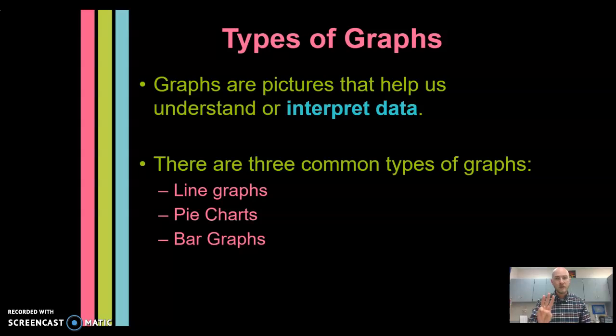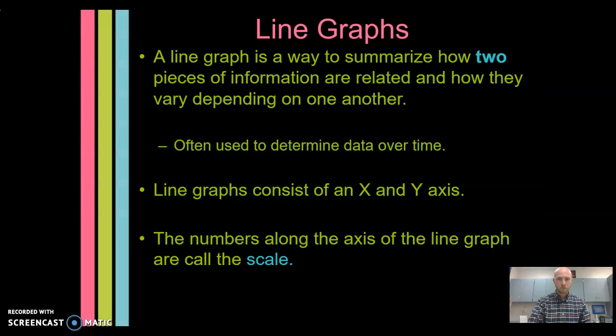There are three types of graphs. They are the line graph, the pie chart, and the bar graph. So let's start talking about line graphs. Line graphs are a way that you can summarize two different pieces of information and see how they're related and how they vary depending on one another. So they're a way for us to summarize at least two pieces of information, and oftentimes one of those pieces of information is something over time. It's something regarding time.